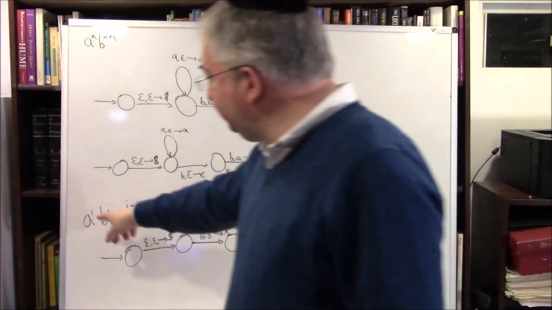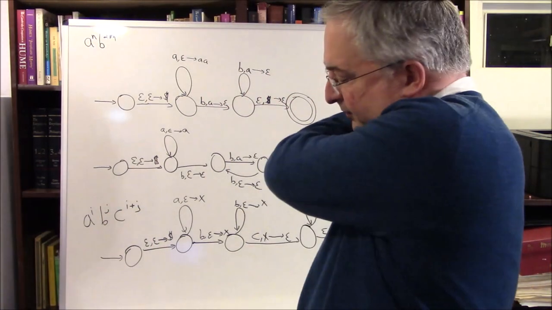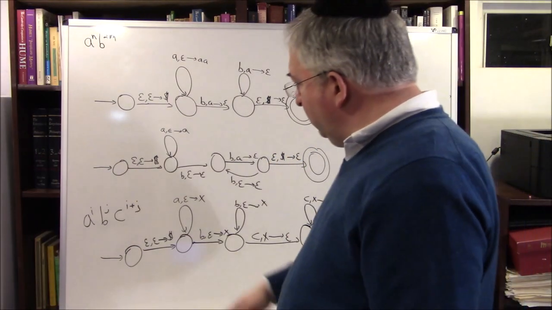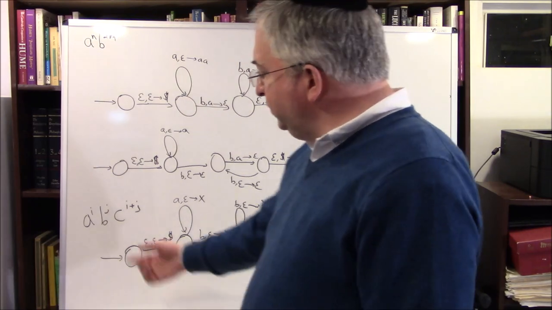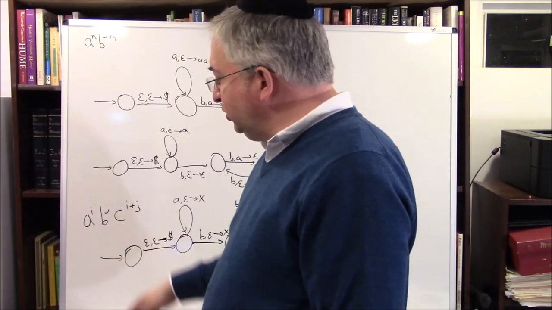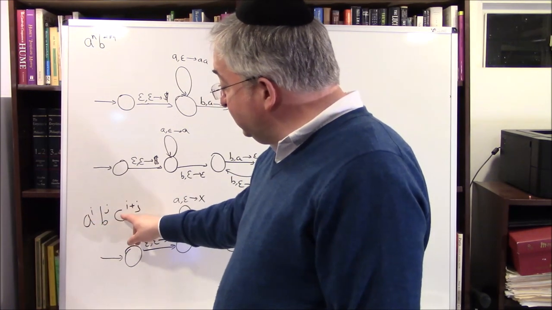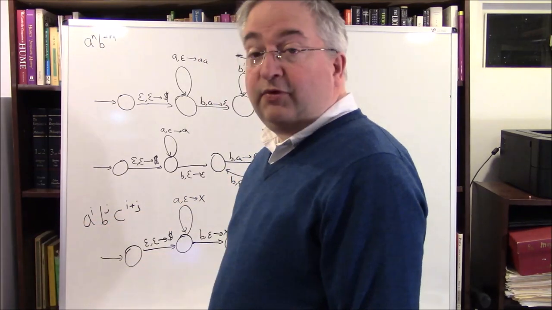Okay, next. A to the I, B to the J, C to the I plus J. We're going to do that. Okay, so how are we going to do that? Well, just think about it. By the way, the reason why I gave this is because I want to show that you can do addition. Here's what you do. The number of C's you have is equal to the number of A's plus the number of B's.